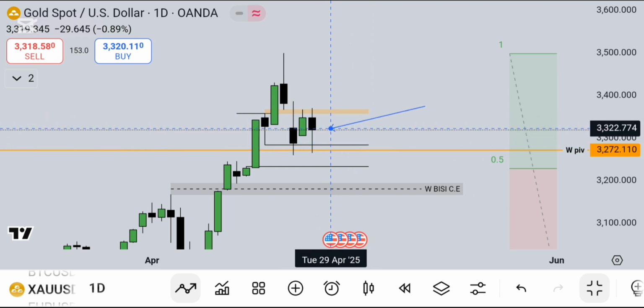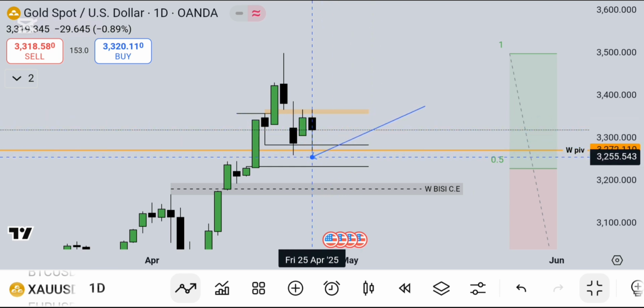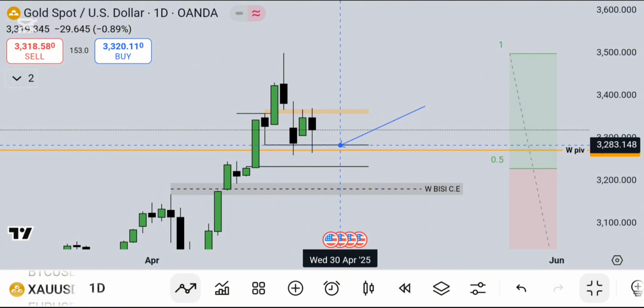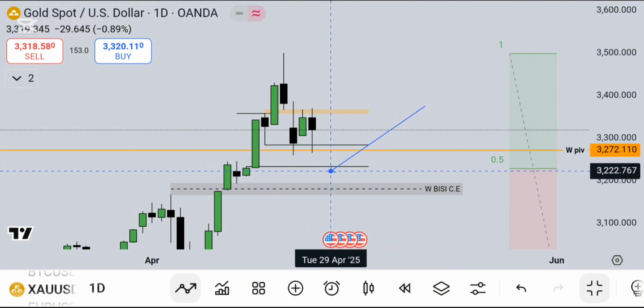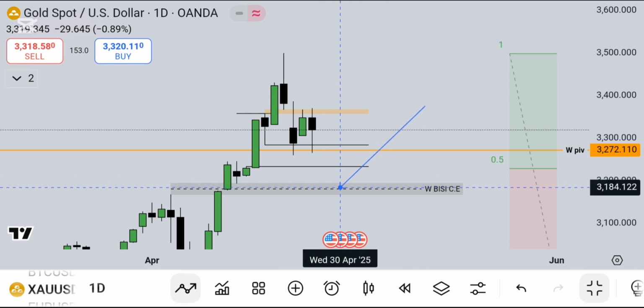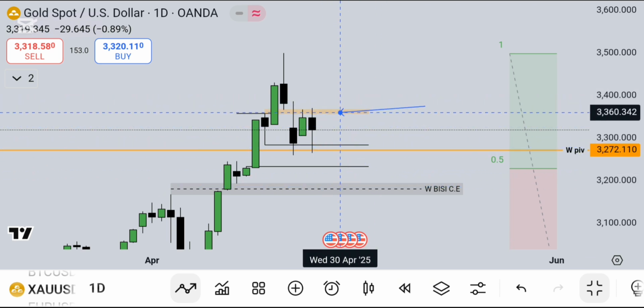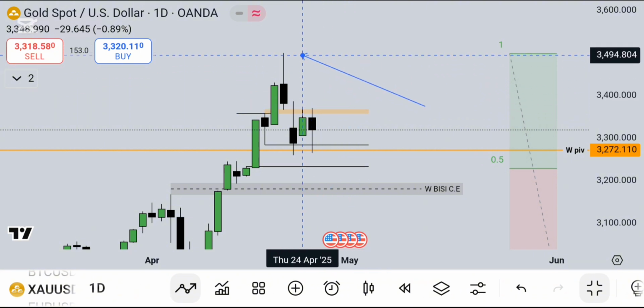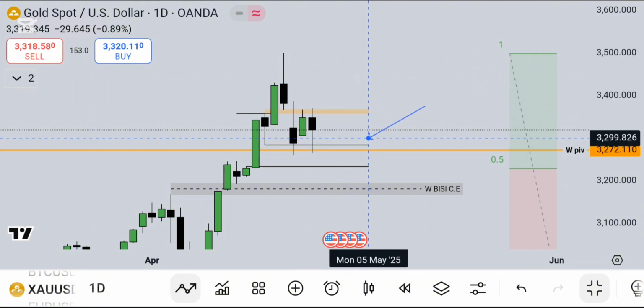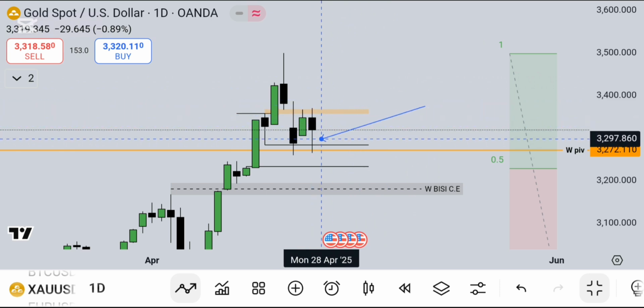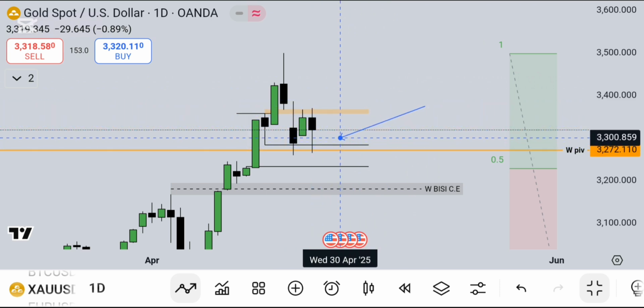I either wait for price to close below the consequent encroachment for this imbalance, then I'll take a sell towards this weekly BC, right? Or if price breaks here and retraces above here, I'll take some possible buys towards this external range liquidity, right? But all in all, if price still consolidates here, I'm not in, right?